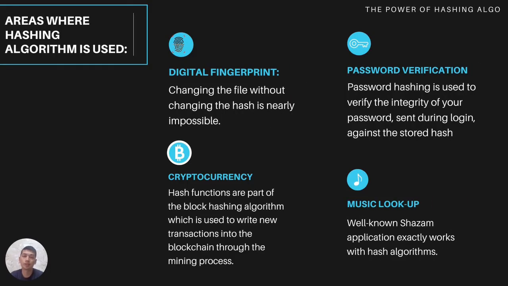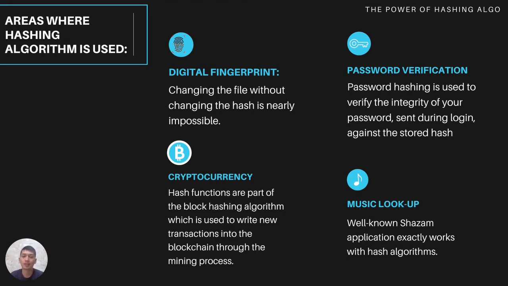Now, let's talk about applications of hashing algorithms. I think everyone knows Shazam. The Shazam application works exactly with hashing algorithms. Firstly, it takes hash values of all popular tracks and keeps them in its database. Whenever you input new music, it listens, creates a new hash, and compares it to the hashes that are already in the database. If they match, you get the name of the track.